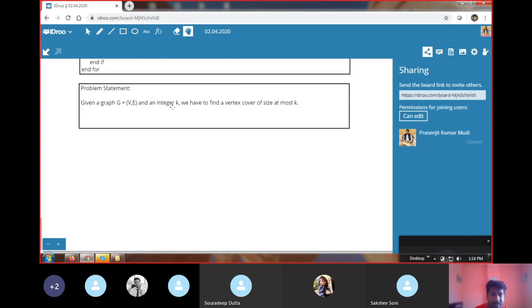So given a graph G and an integer K, we can prove that this problem is an NP hard problem, and an NP hard problem is an NP complete problem if that problem belongs to NP. Means if we can construct a non-deterministic polynomial time algorithm for that NP hard problem, then we can say that it is an NP complete problem. Right? So these are our definitions which we have already covered here.